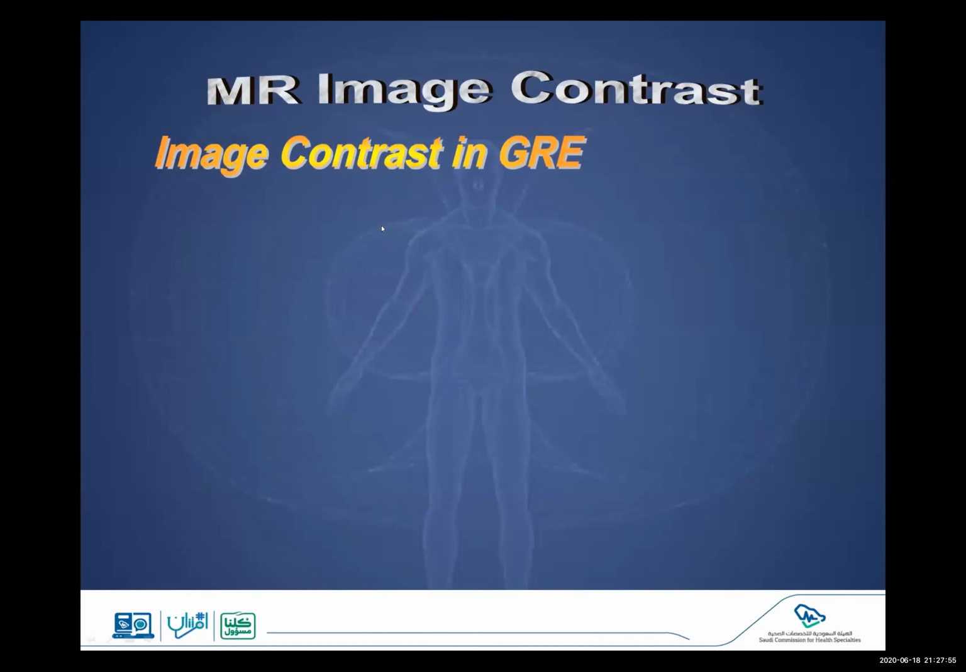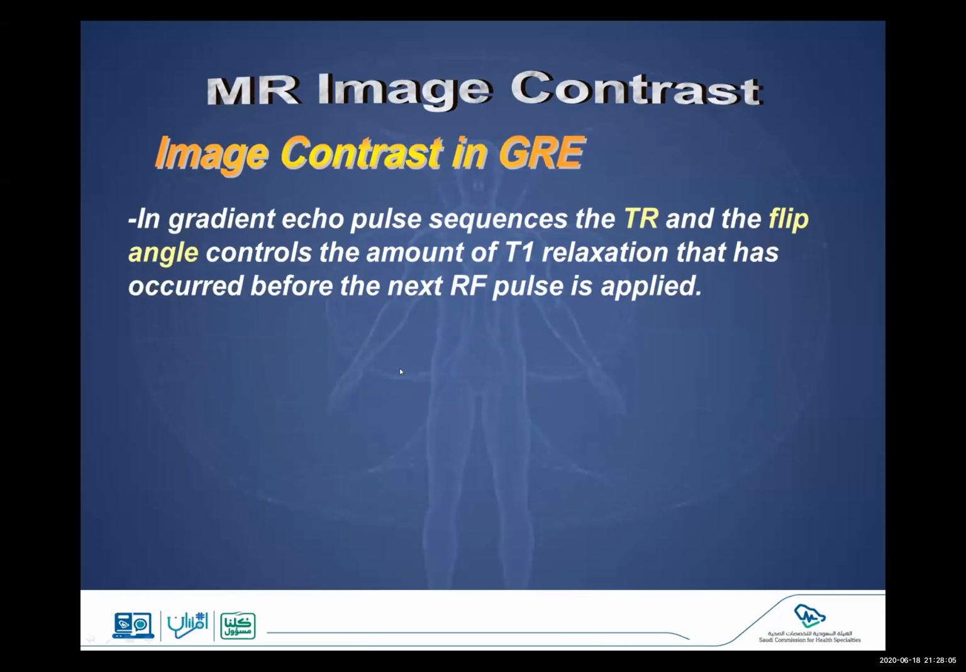The last topic today is image contrast in gradient echo sequences. We talked about the contrast in spin echo, but how will that be different in gradient echo sequences? We know in a gradient echo sequence, we have an additional parameter besides TE and TR. We have something called flip angle, because in gradient echo, flip angle is not always 90. In a spin echo, we have 90, 180, and then acquisition. In a gradient echo, sometimes we have a flip angle of 30, 60, or 90. So flip angle is the variable parameter in a gradient echo sequence. It's not like in spin echo.